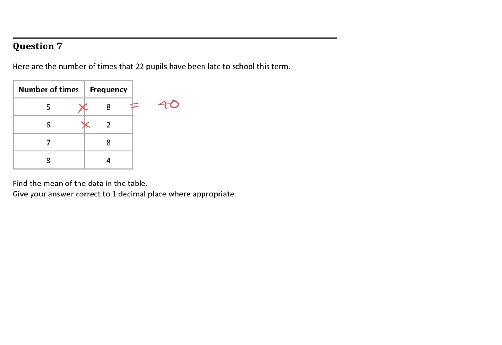Then I'm going to do 6 times 2, which is 12. So those 2 children there were late a total of 12 times. Then I do 7 times 8, which is 56, and we carry on in the same way. 8 times 4 equals 32.